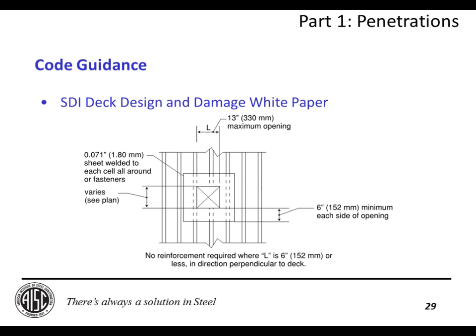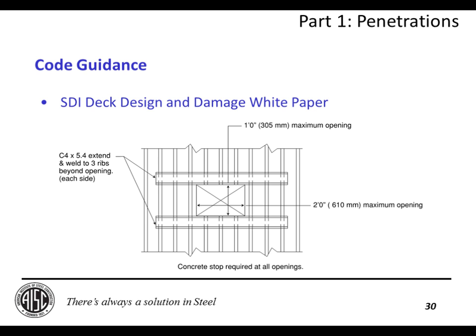For cases where you need to reinforce the deck, SDI recommends that you weld on a gauge plate to the bottom of the steel deck for when the opening is up to 13 inches. And then for openings that go all the way up to 2 feet, they recommend that you weld C4s onto both sides of the opening. I've never seen this done in practice. I guess you could come in and do this if you didn't know where the opening was going to be ahead of time. But if you do know where the opening is going to be ahead of time, it makes far more sense and is far more economical, in my experience, to simply add reinforcing within the slab.